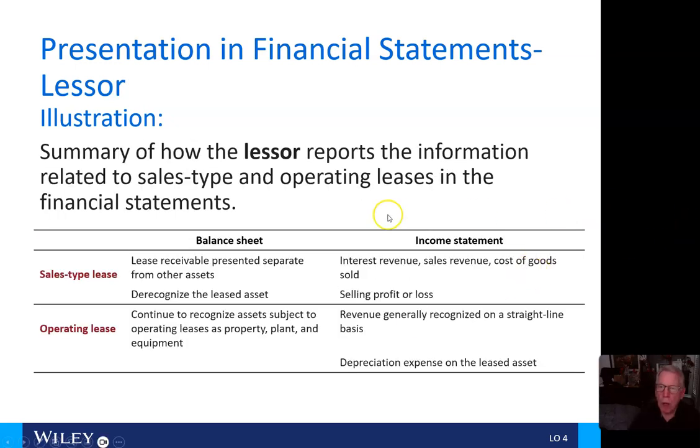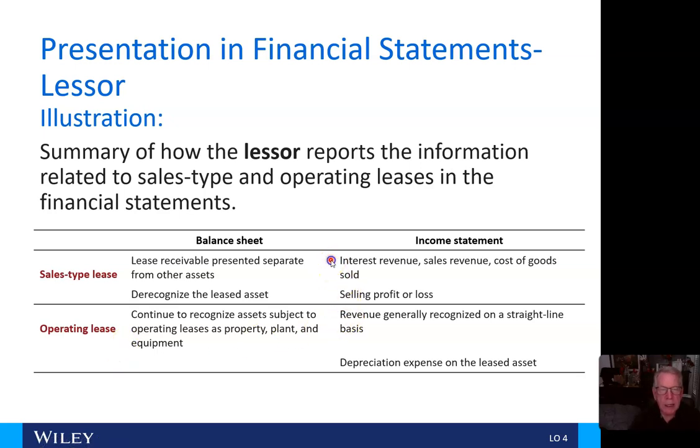Okay, the summary of how the lessor is going to report the information related to the sales type and operating leases in the financial statements. On the balance sheet, on the sales type lease, lease receivable is presented separately from other assets, and we would de-recognize the leased asset. And then for the operating lease, we would continue to recognize assets subject to operating leases as property, plant, and equipment.